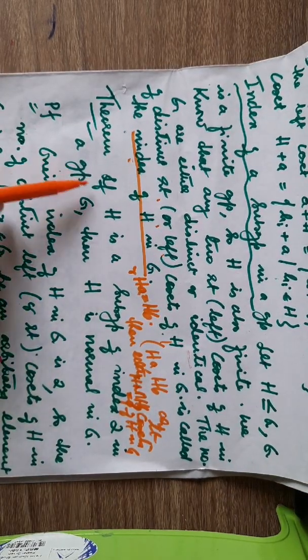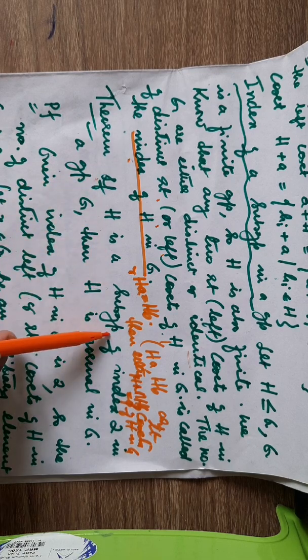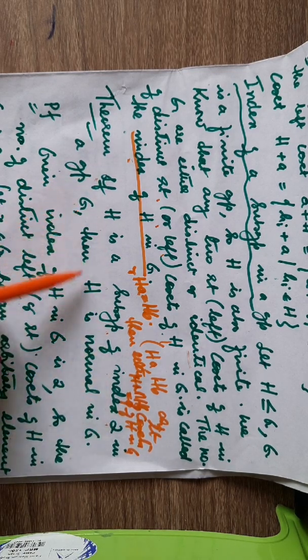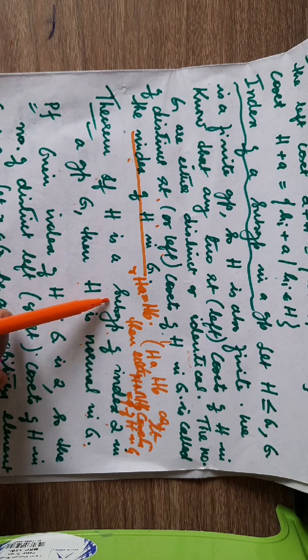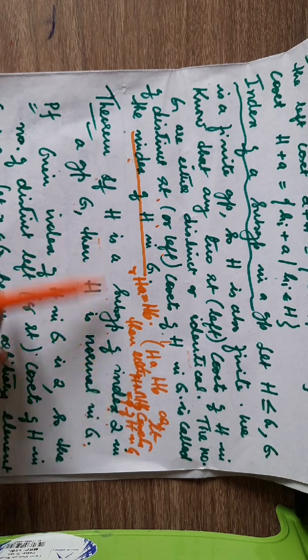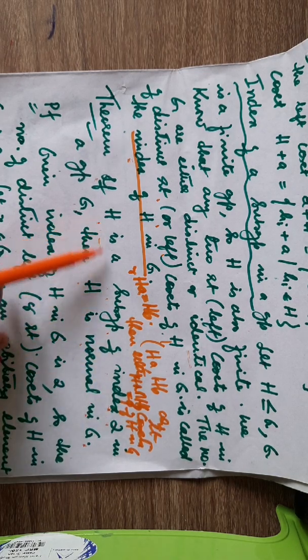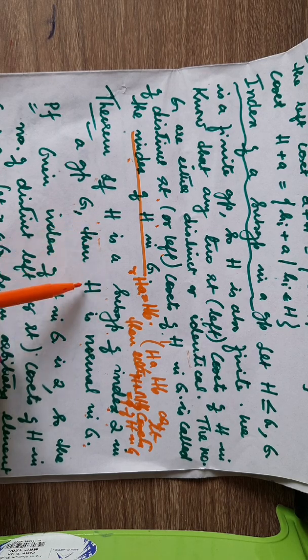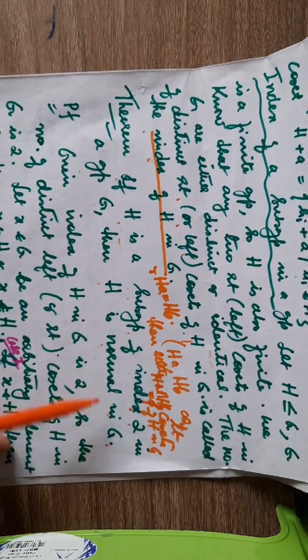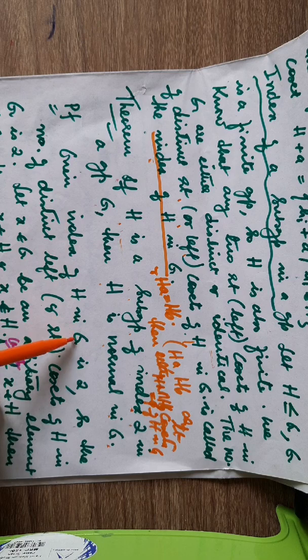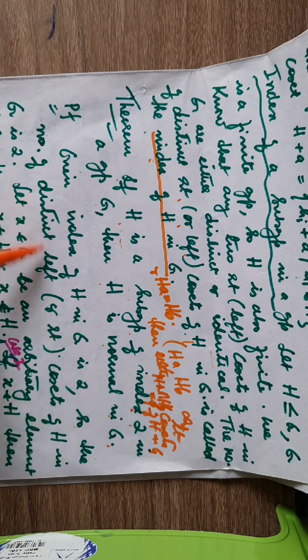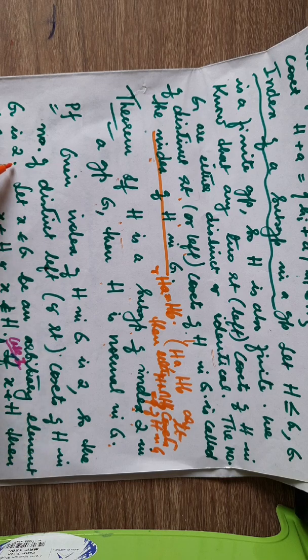Now let us come to this theorem. If H is a subgroup of index 2 in a group G, then H is normal in G. That means if there are only two distinct right cosets of H in G, or the number of distinct left cosets of H in G is 2, then H must be normal in G. So proof: given the index of H in G is 2. So the number of distinct left or the number of distinct right cosets of H in G must be 2.